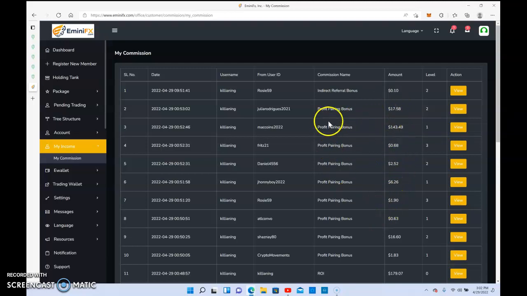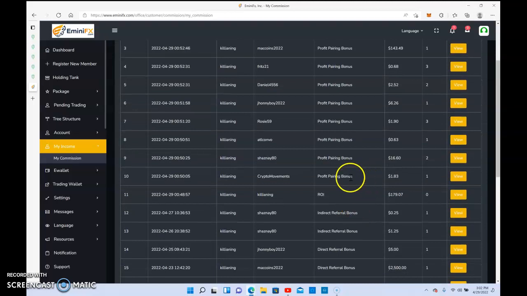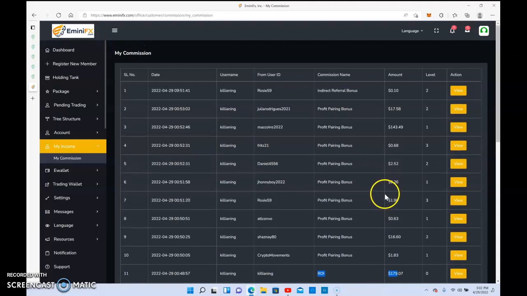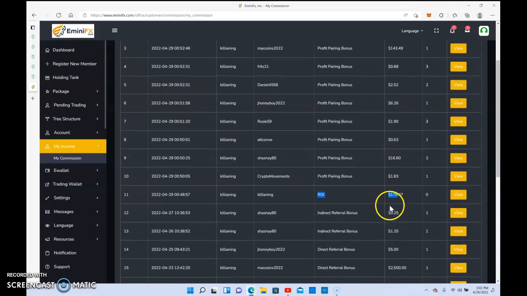So just off of profit pairing bonus alone, I'm making $200 a week off of this account. Plus, I'm getting my ROI off of my deposit, which is $3,560. So that means with EminiFX, I'm getting almost $400 a week off of a $3,560 balance. That's amazing. That's 10% a week.